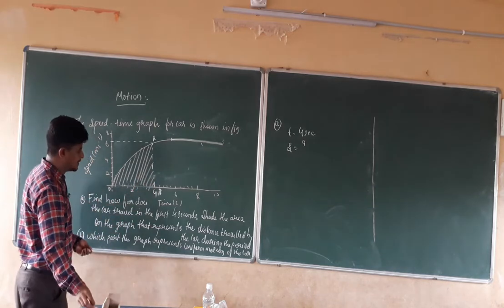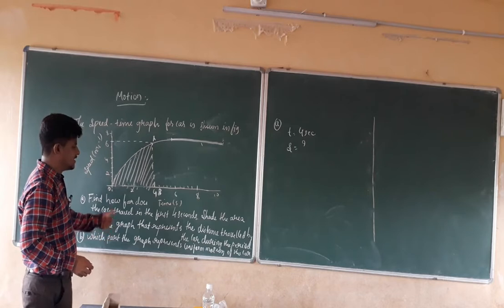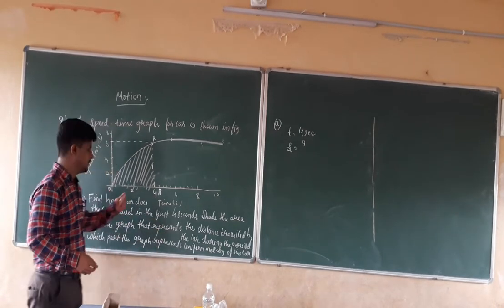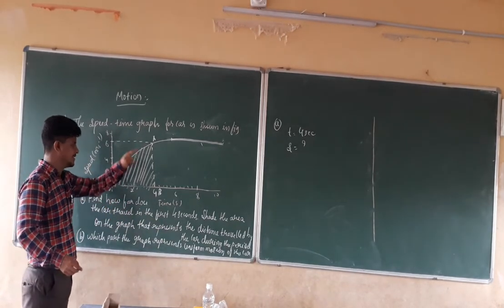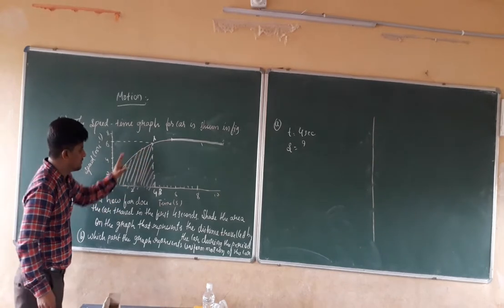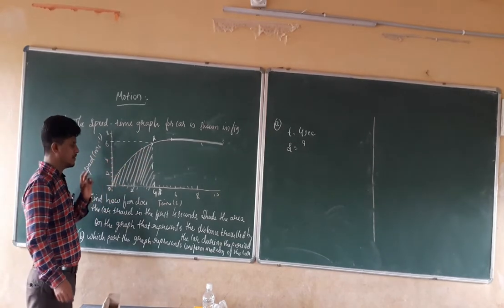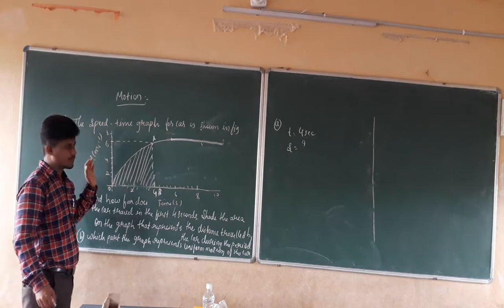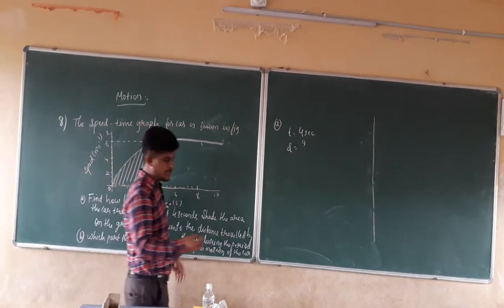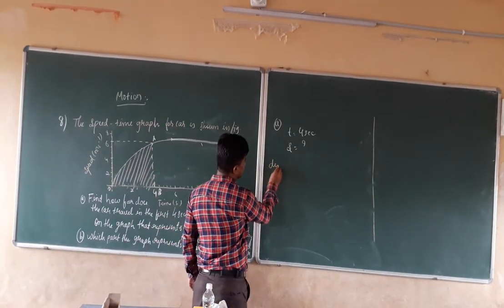Already one answer has come here. Represent the distance traveled by the car during the period by shading. So this is the shaded area. This shaded part of the graph is nothing but the distance covered by the car after the 4 seconds. Now we have to find the distance covered by the car after 4 seconds.